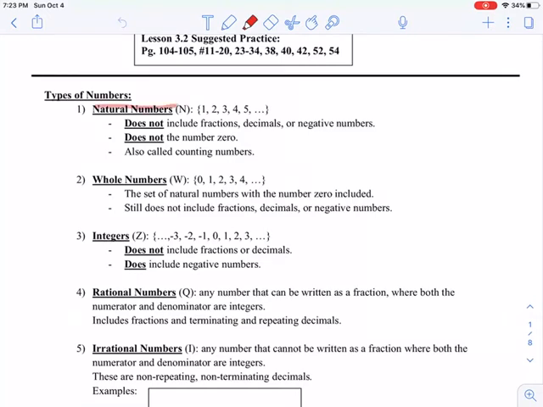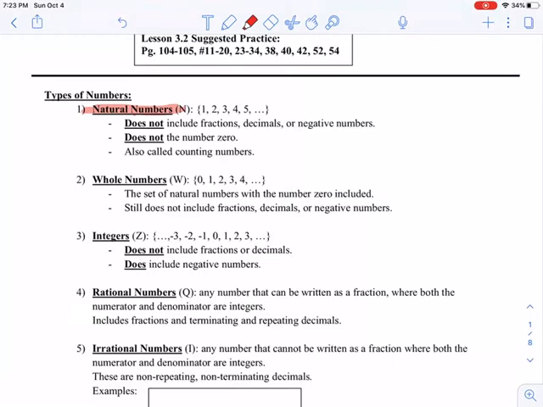Your first type of number is your natural numbers. This is what you learned in elementary school, even maybe before elementary school, called counting numbers: 1, 2, 3, 4, 5. Like my 2-year-old right now is starting to count. So those are your basic numbers from when you were a little boy or girl.